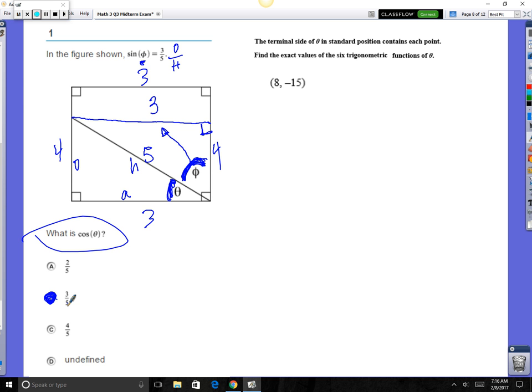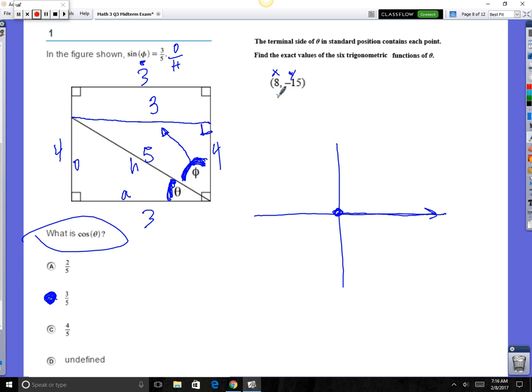Okay, the next one. The terminal side of theta in standard position contains this point right here, this x and this y. So you have an angle. You're going to spin around and around and around, and wherever it stops, it goes through this dot.